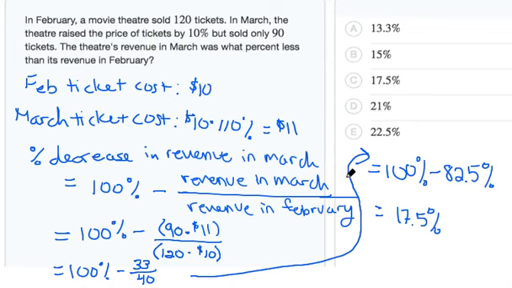So the decrease in revenue in March, which is what we're looking for, what percent less is the February and March, or the revenue in March compared to the revenue in February, would be 17.5%. That would be answer choice C.